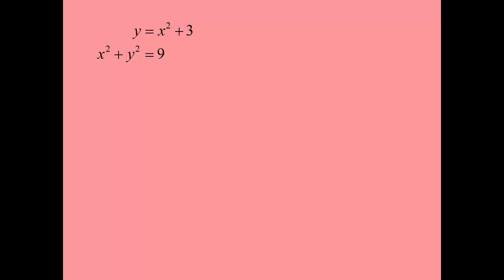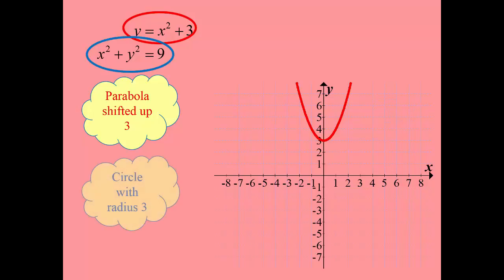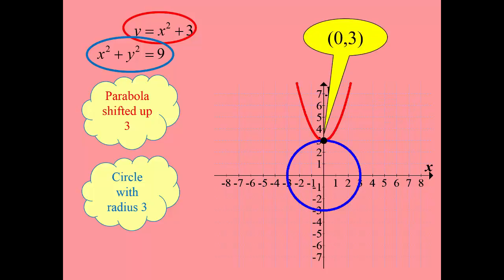Here are the graphs of those. The first one is the parabola, shifted up 3 units. The second one is a circle with a radius of 3. And the point that we just found where they intersect is the 0, 3.